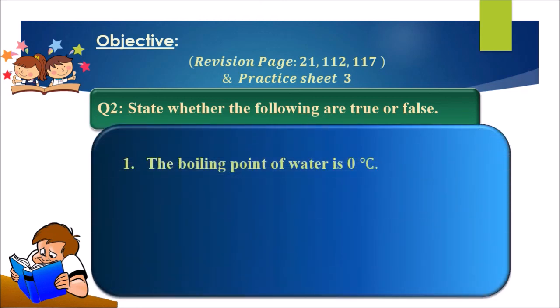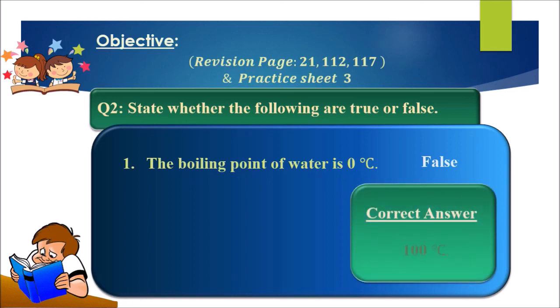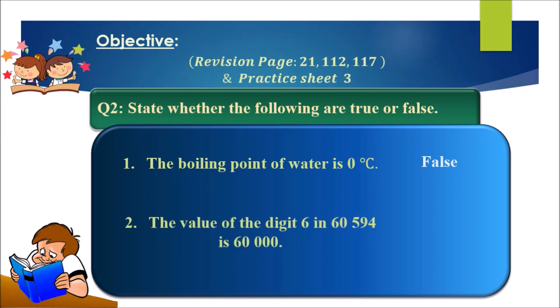Question number 2. State whether the following are true or false. The first statement is the boiling point of water is 0 degrees Celsius. This statement is false because the correct answer is 100 degrees Celsius. And the second statement is the value of the digit 6 in 60,594 is 60,000. This statement is true.